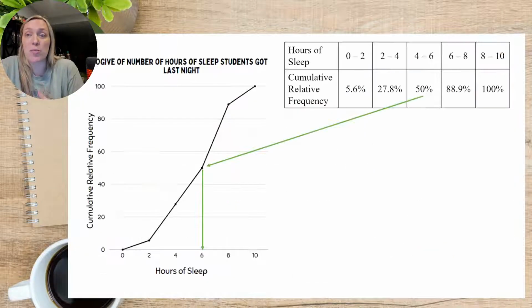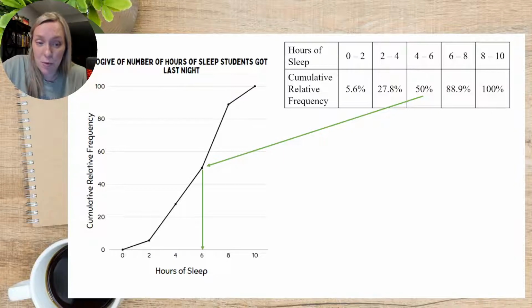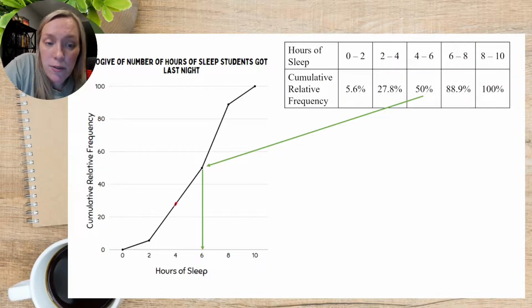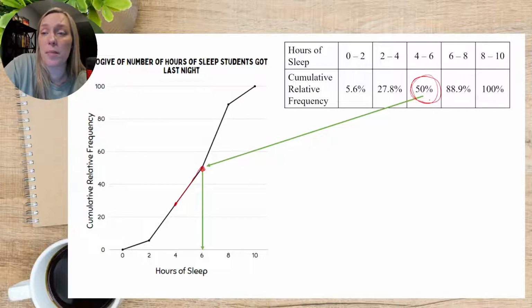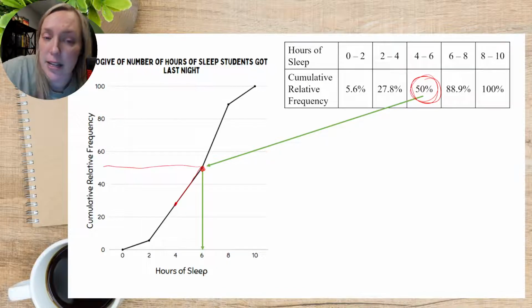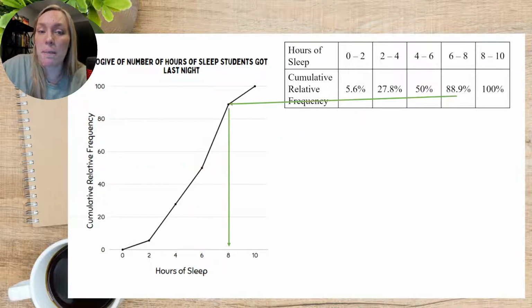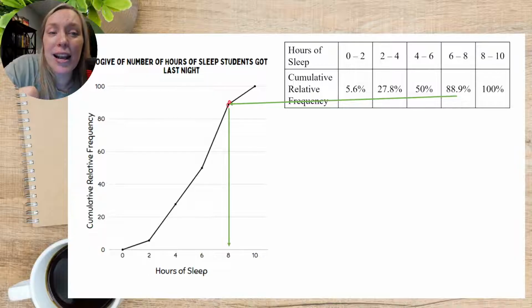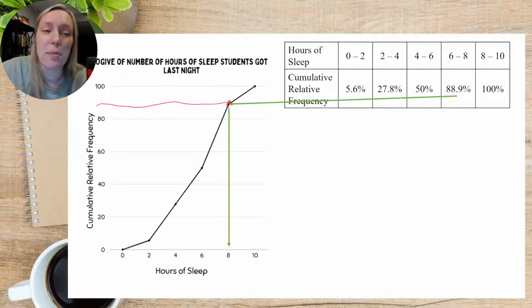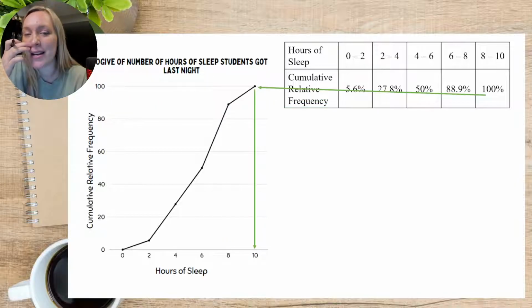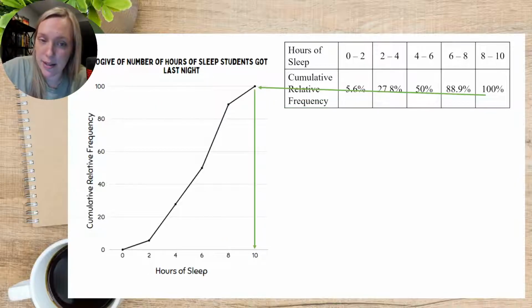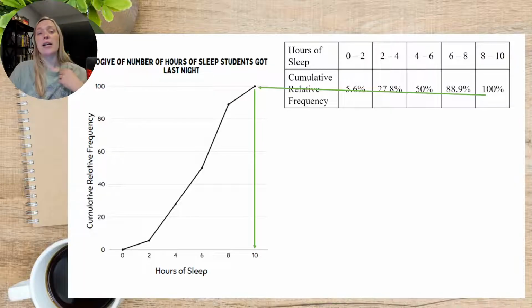So I'm going to move on to the next slide. My next point after the 4, from 4 up to 6, goes up to the percentile of 50. So this is approximately, you can see, 50 here. My next one goes to 8, and that goes to approximately 88.9. And then my last one is always graphed at 100%. So you can see this ogive is all of those line segments connected.